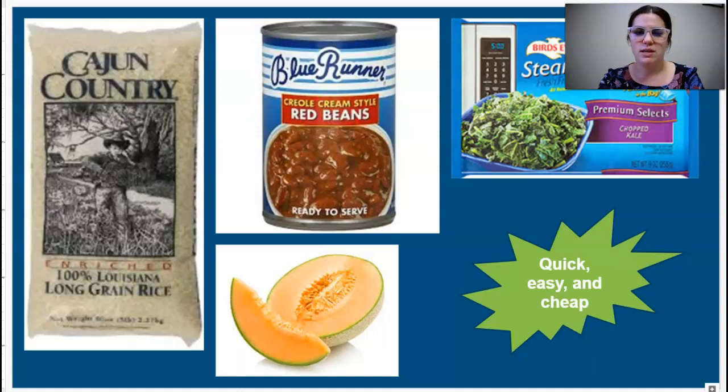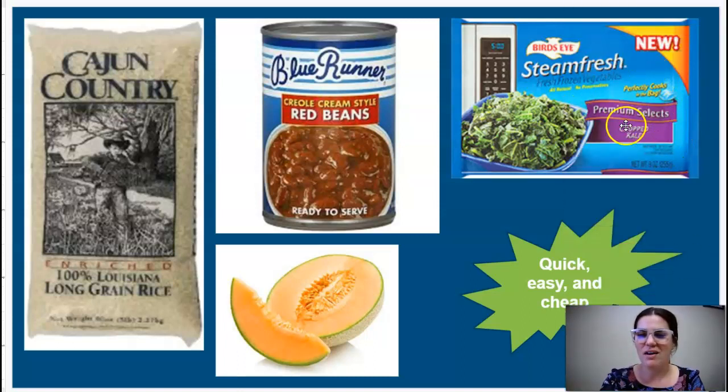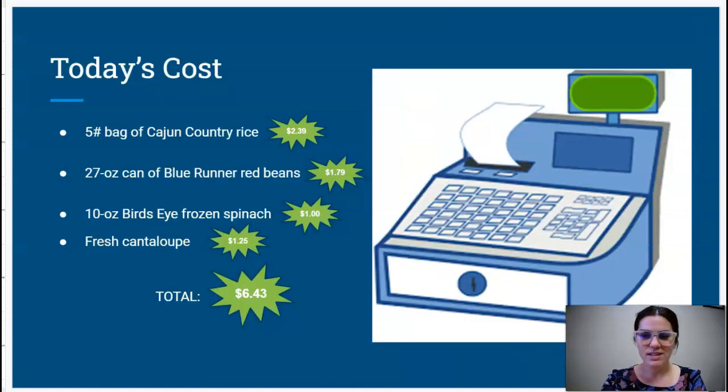So we're going to use the example of homemade red beans and rice with some frozen greens. You're going to see I have chopped frozen spinach, but it's actually kale, as well as a cantaloupe. So, say we went to the grocery store and we bought all of those ingredients. We bought a 5-pound bag of Cajun country rice, a 27-ounce can of Blue Runner red beans, 10 ounces of that frozen kale or spinach, and a fresh cantaloupe.